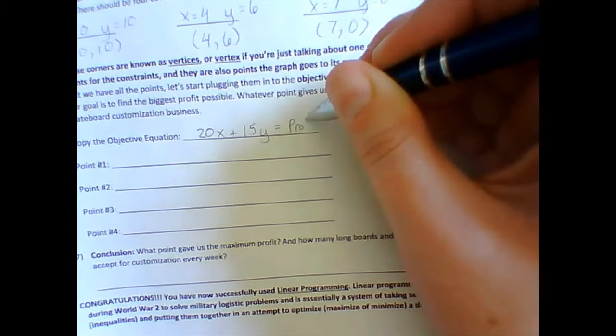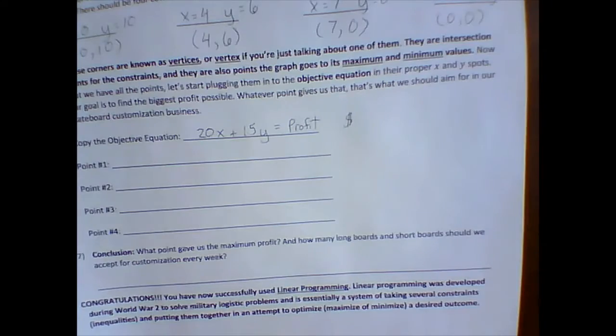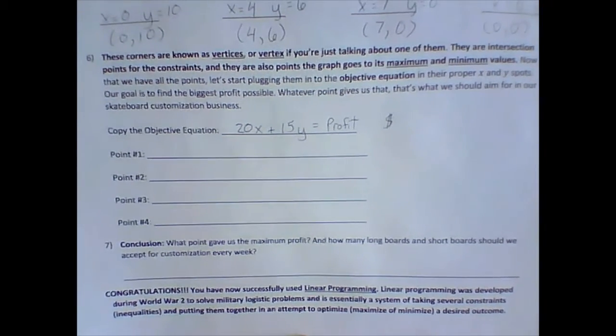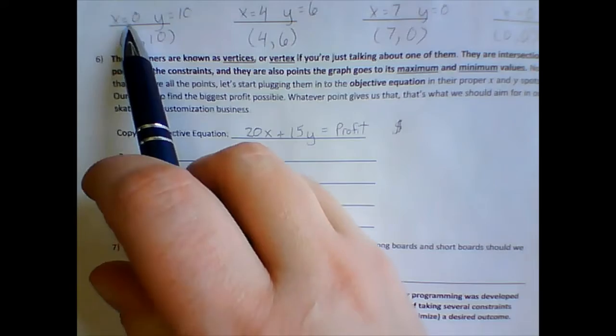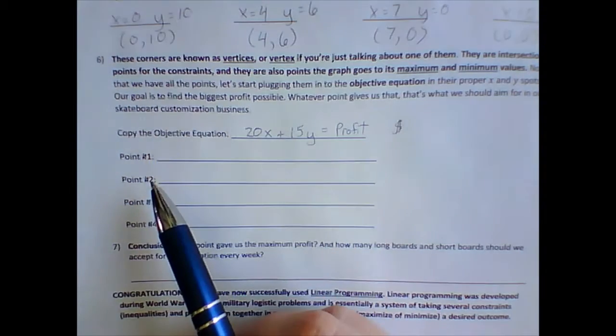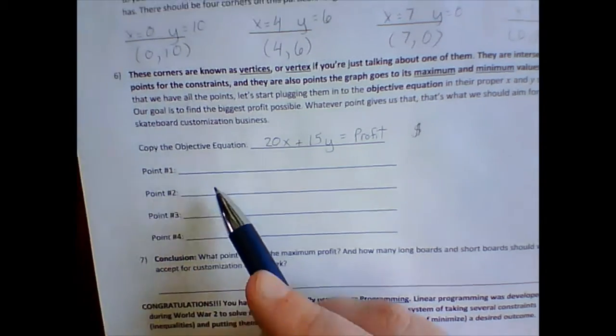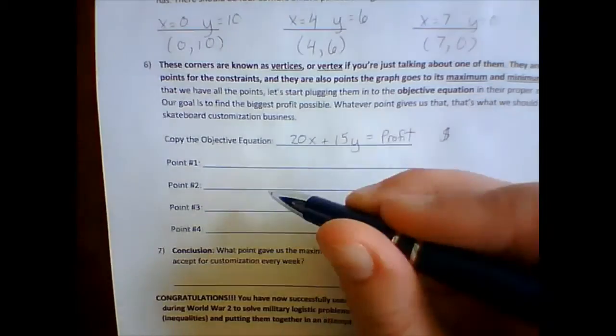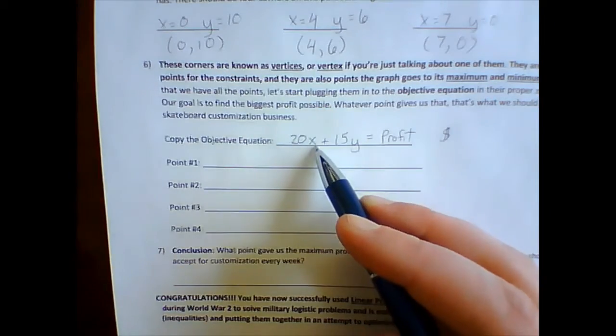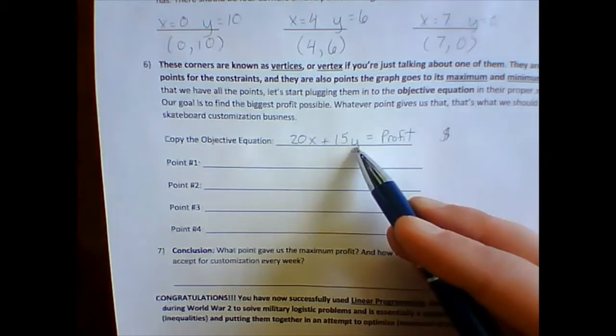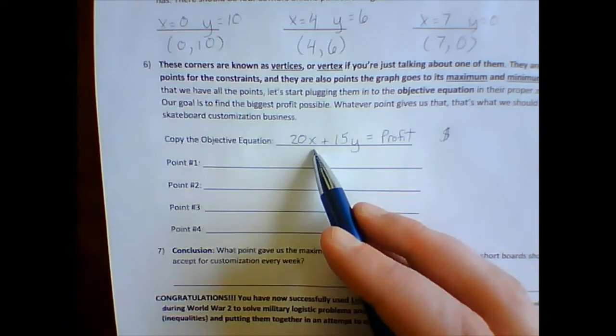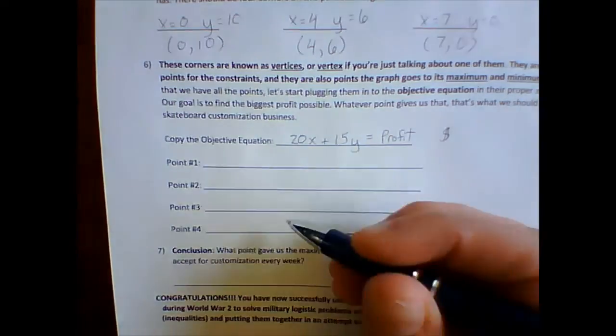So here's my profit equation. This is where I get to make money. Always excited about making money. And what I'm going to do is I'm going to take each point separately. And I'm going to plug in the x and the y into that equation. So 0 in for x, 10 in for y. And you can do it from the ordered pair, or if you have them separate, that works too.